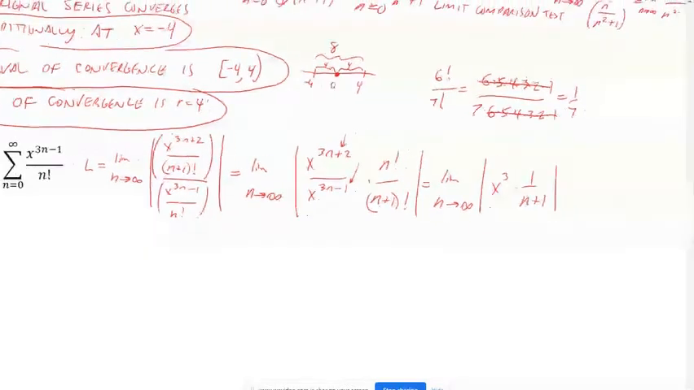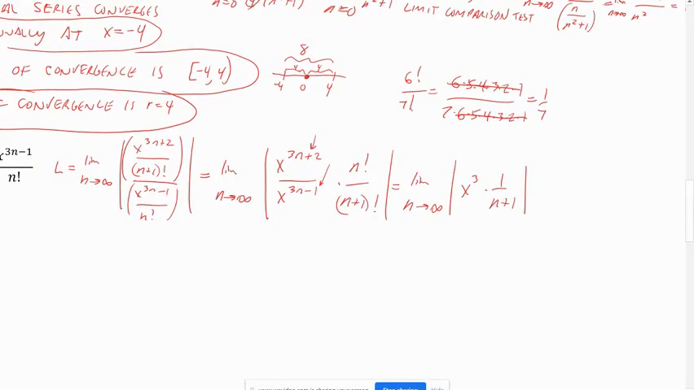And now as n approaches infinity, remember x we're just thinking of as a constant in this case. It's n that's growing to infinity. So we have this fraction, x cubed over n plus 1, and the denominator is growing infinitely large. So that's going to make that fraction approach 0 no matter what x is. And so L equals 0, which is less than 1 for all x values.